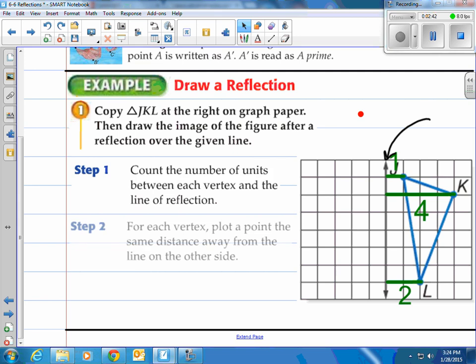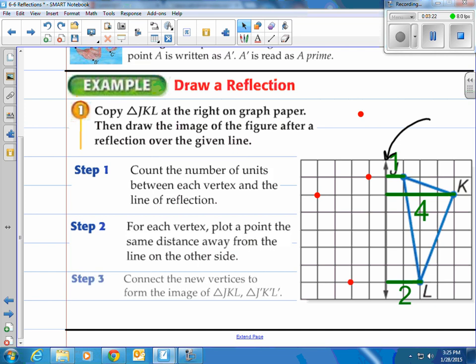All right, what do we do next? It says for each vertex, plot a point the same distance away from the line on the other side. Okay, so you can see that red dot there. I'm actually going to use that. So you can kind of see it floating around. I'm here now on the J, but I have to do 1 unit on the other side of the line. So there you go. I measured it out, did it. Same with the K. It's 4 units away, so I got to go 4 units this way. All right, easy enough. And notice it's 90 degrees to the line. And then L is going to be 2 units, so I got 2 units this way. There you go.